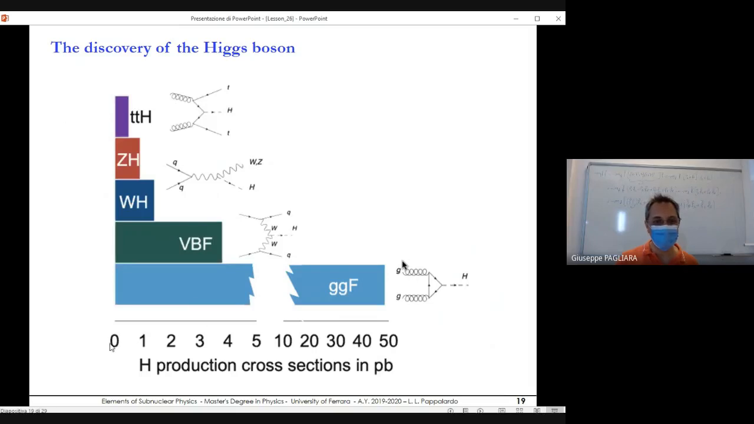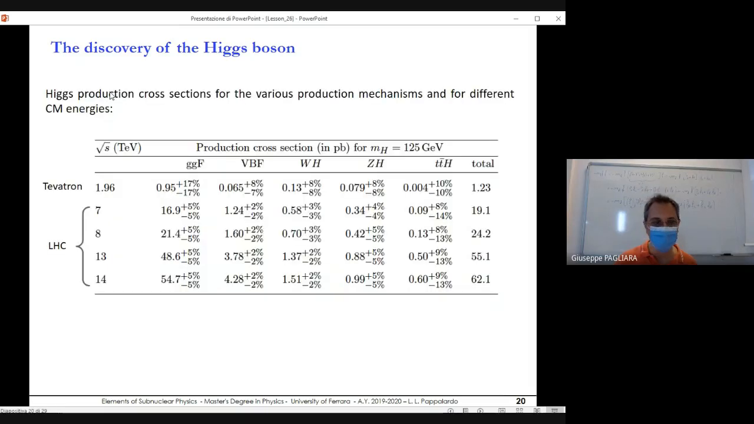So at the Large Hadron Collider, you see here now the cross-section in picobarns. The cross-section becomes relatively large only for the gluon-gluon fusion process, where the two gluons fuse through a top loop into the Higgs. Then the vector boson fusion has a much smaller cross-section, and even less for the other mechanisms that I just showed before. And you see this also in this table.